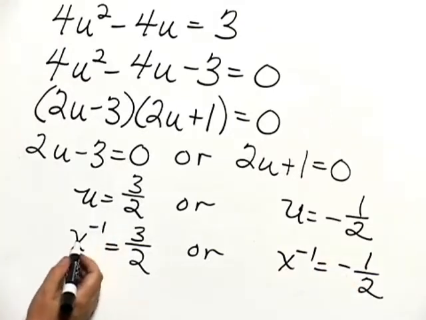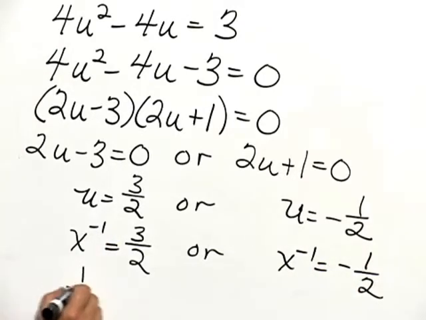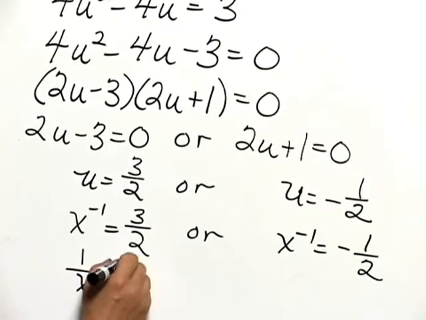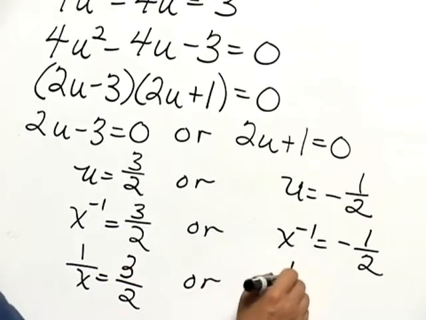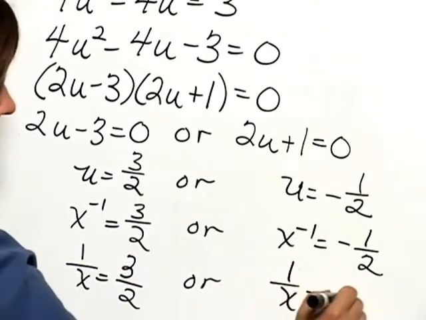Now what does this mean? Well, that means 1 over x. 1 over x equals 3/2, or 1 over x equals negative 1/2.